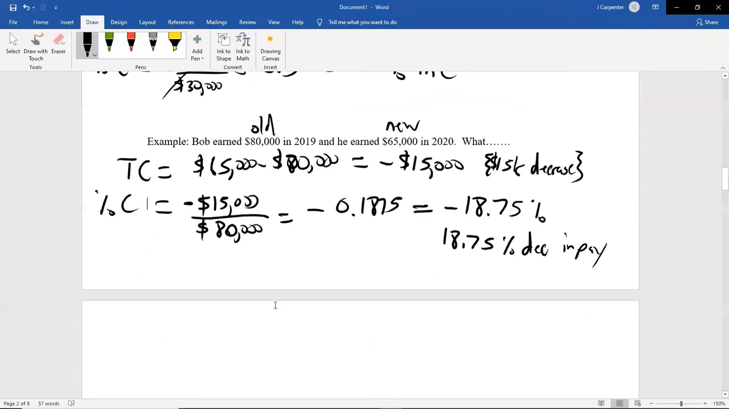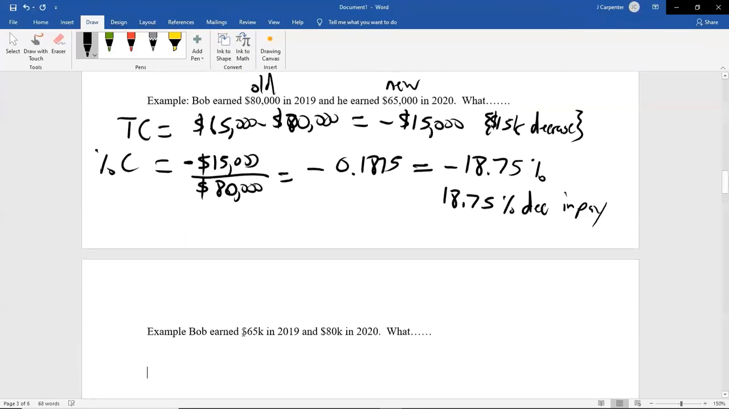Okay, let's try another one. Bob earned 65K in 2019, and he earned 80K in 2020. What's his total change? What's his percent change?